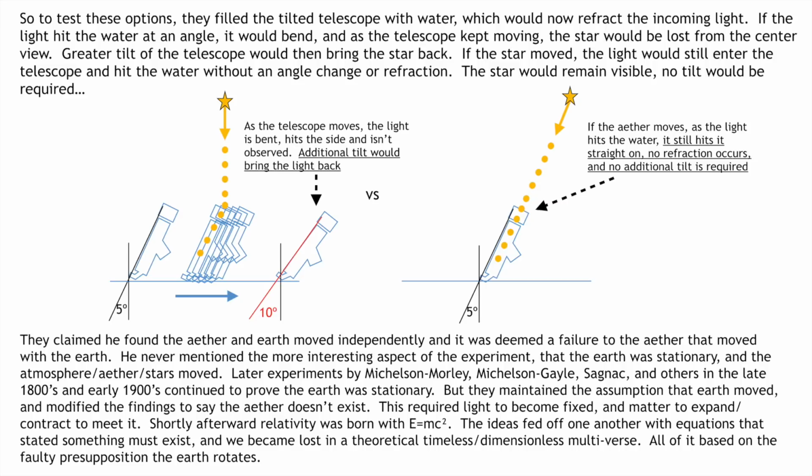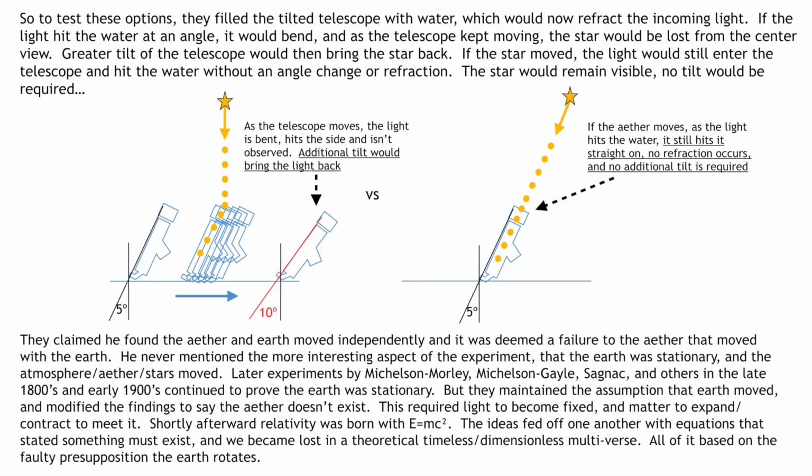and ether moved. Later experiments by Michelson-Morley, Michelson-Gale, Sagnac, and others in the late 1800s and early 1900s continued to prove that the Earth was stationary with various different experiments, but they maintained the assumption that the Earth moved, and they modified their findings to say that the ether must not exist. And this required light to become fixed and matter to expand and contract to meet it.